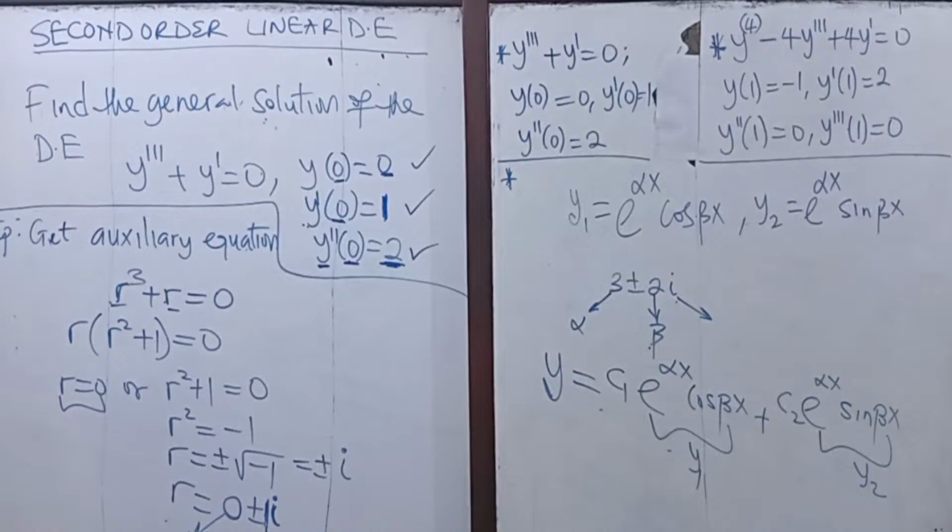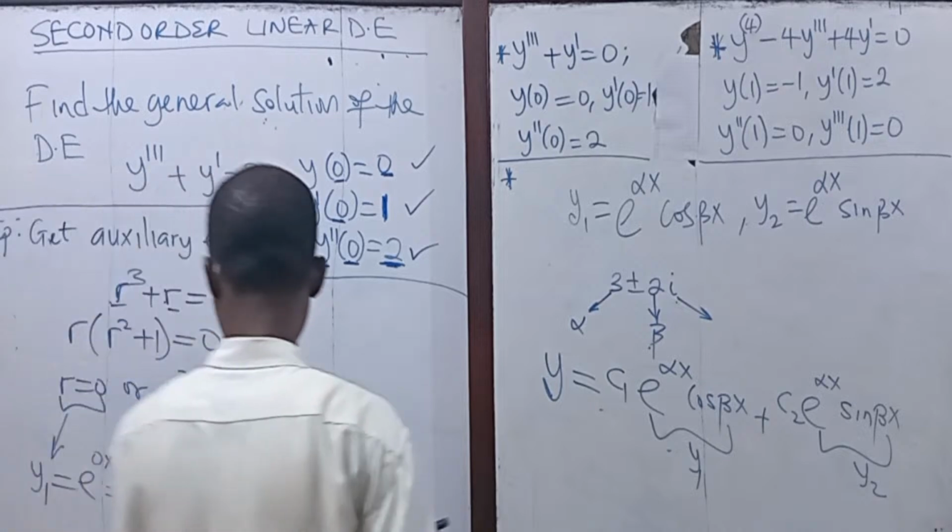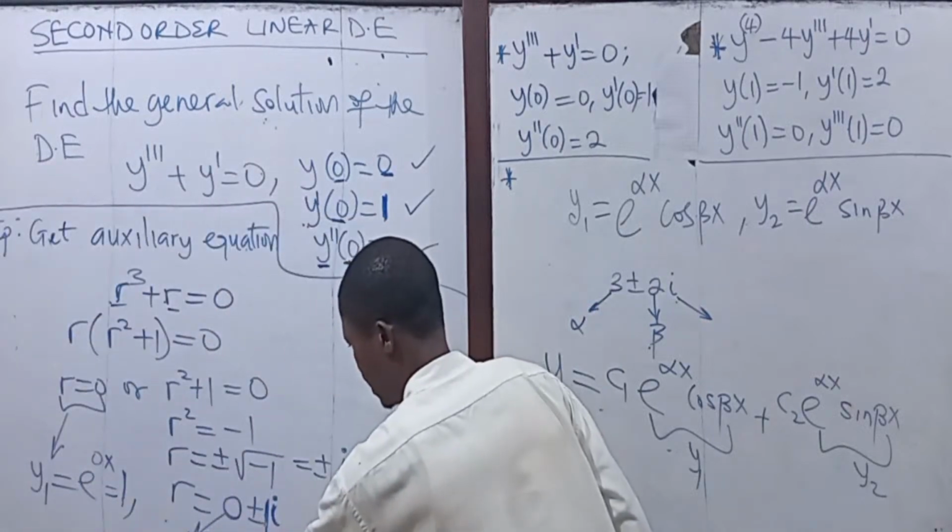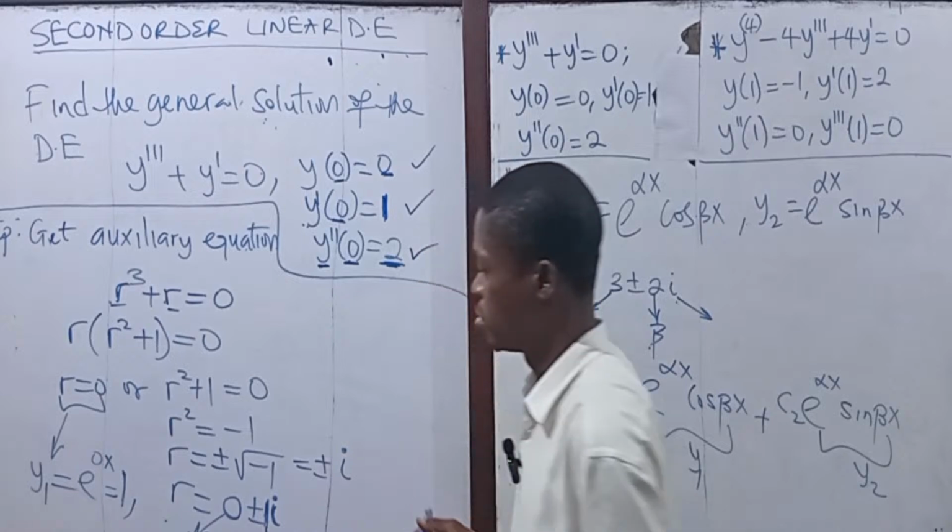So without wasting time, this one will generate y1, which is equal to e to power rx. Don't forget, rx. So it's going to be equal to e to power 0x, and that is automatically 1 for this case, for these roots.